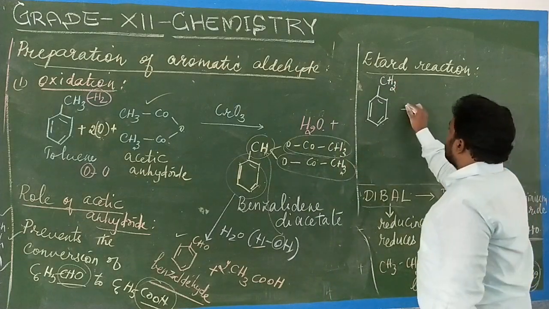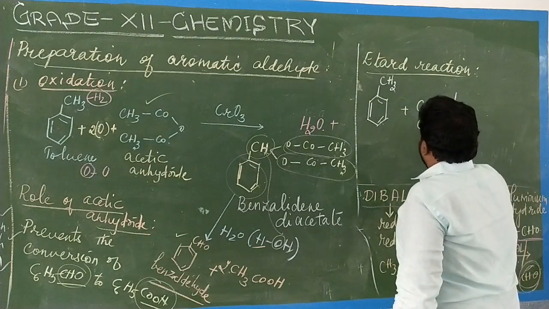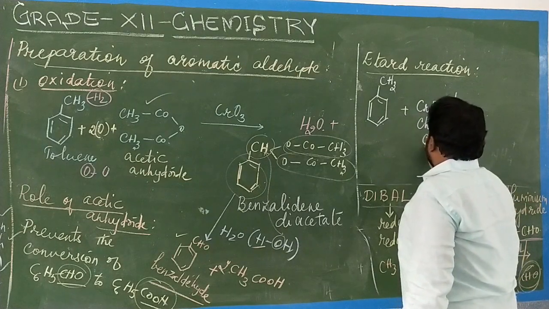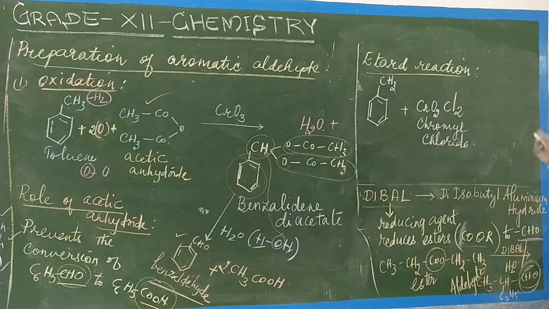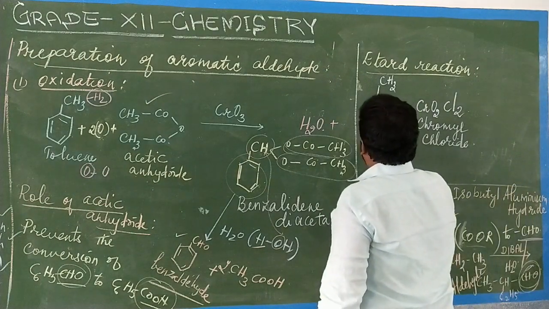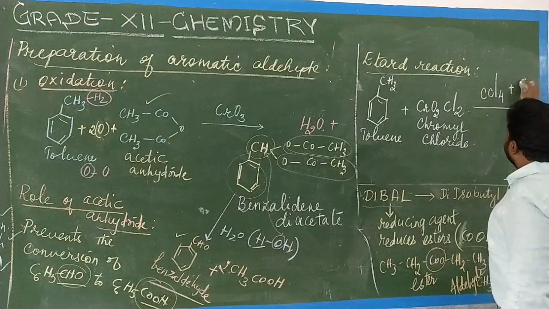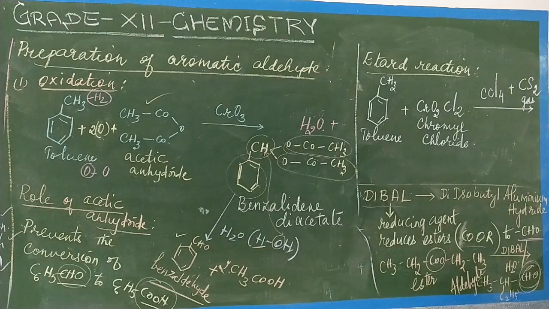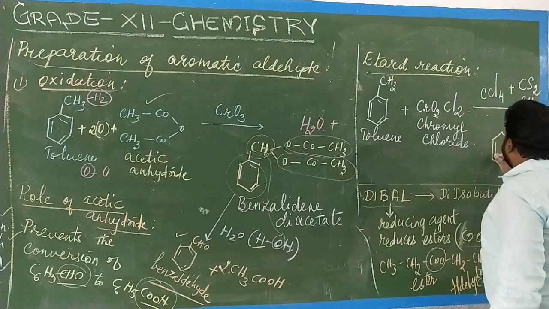This toluene has to be treated with CrO2Cl2. This is called chromyl chloride. And this mixture of chromyl chloride and toluene has to be passed into CCl4, carbon tetrachloride, with carbon disulfide, and as a result it directly converts toluene into aldehyde.